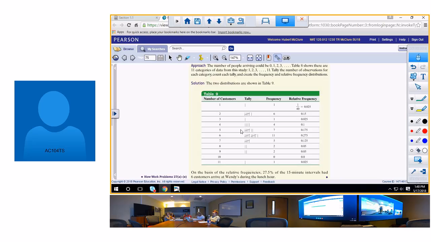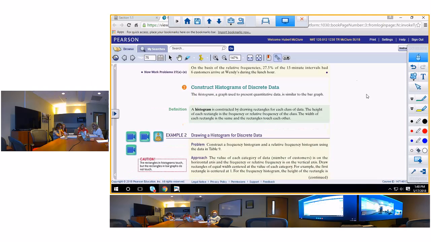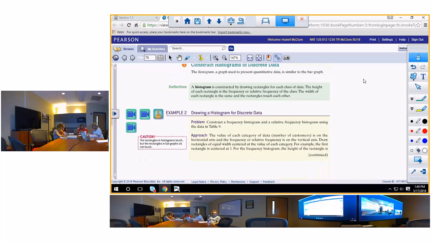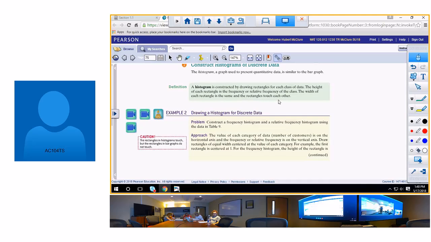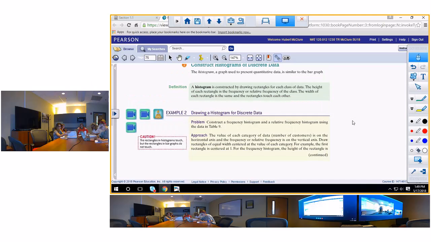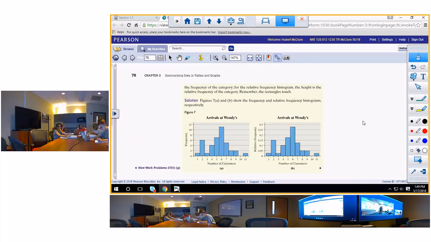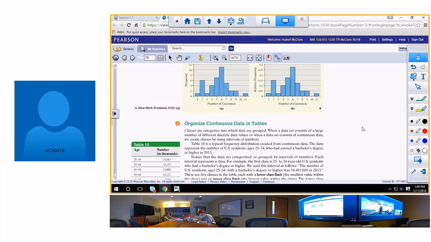They went through, they counted how many, they put them in order and then counted, and then made a relative frequency. There's a histogram. If you look up the histogram, it says something in here. Here it is. Last 3 words right there. The rectangles do what? Touch each other. That's the only difference between a histogram and a bar chart. Very mathematical difference. There's a histogram. 2 histograms.